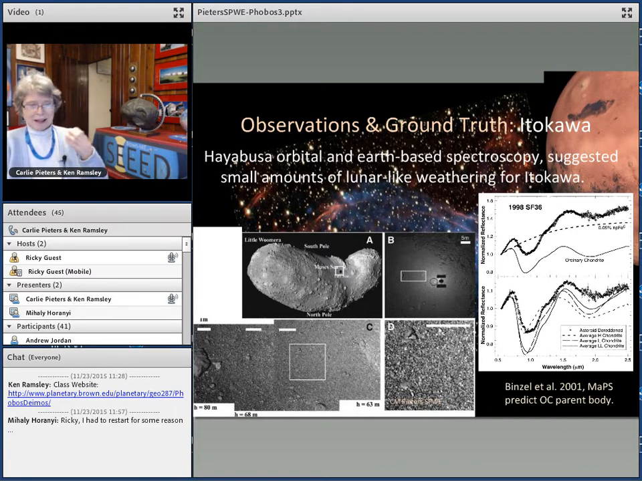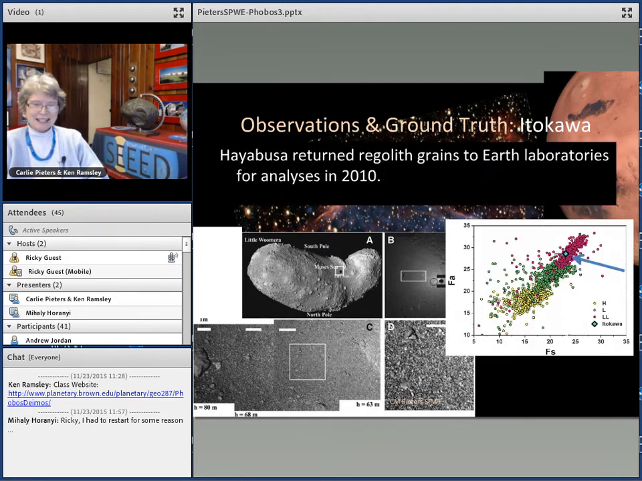But Hayabusa brought back a few samples from Itokawa, which once they were measured in the laboratory, absolutely showed that this particular asteroid is an ordinary chondrite-like parent body. Not only that, it's an LL ordinary chondrite. There's no question about the particular kind of composition.